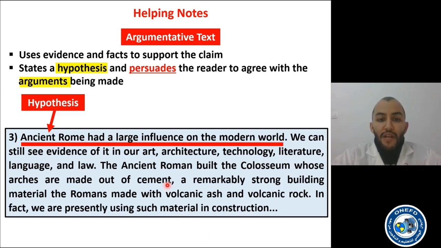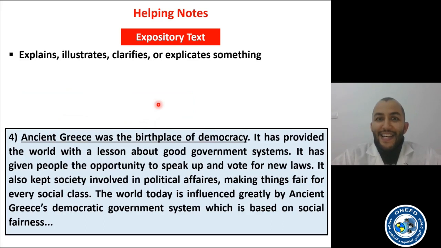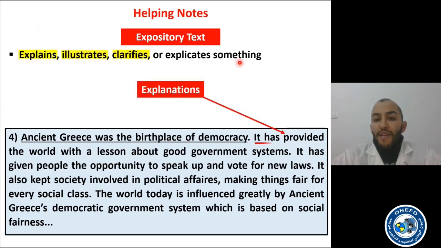And in this paragraph, we are going to see a set of arguments that back up this hypothesis. So, yeah, these are the arguments. All right. The last type, which is expository text. Generally it explains, illustrates, clarifies, or explicates something.